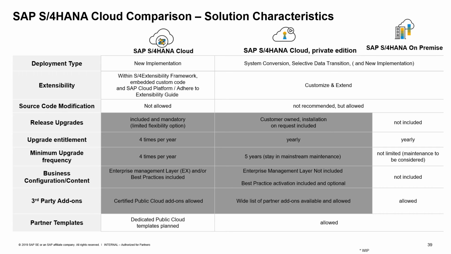Next, third-party add-ons. For certified public cloud, add-ons are allowed, right? And then we have the rules for the Extended Edition that you are familiar with. And if not, please take the enablement as part of the Extended Edition sell authorization. For Private Edition, there's a wide list of partner add-ons available and allowed, as we discovered earlier on. And finally, partner templates. So there's dedicated public cloud templates planned for Essentials Edition, RISE with S4HANA Cloud. For Private Edition, it's all allowed.